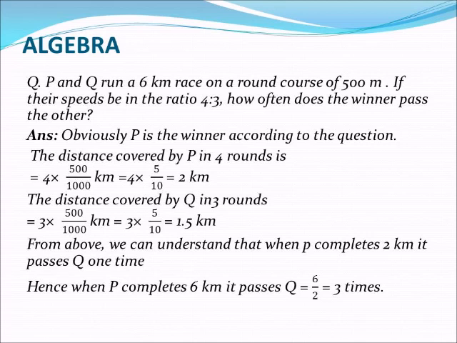So when it completes 6 kilometer, how many times does it pass Q? That means 6 by 2 equal to 3 times. This is the final answer.